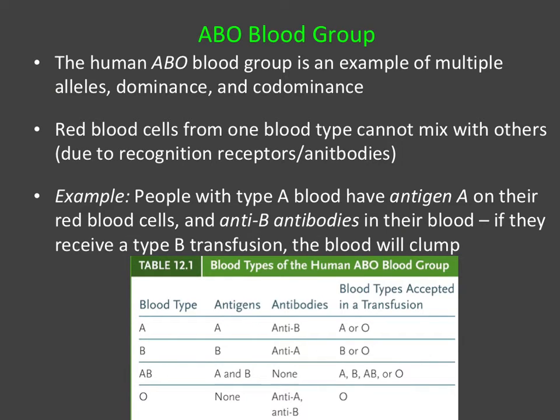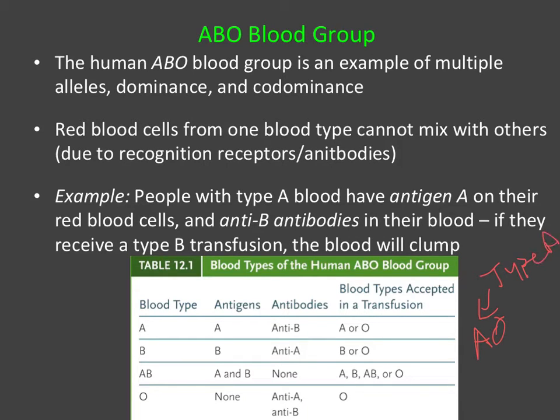So again, I was mentioning the ABO blood group. This is the example of multiple different things, right? The ABO blood group has 3 different alleles that code for these different blood types. It's the example of dominance and codominance. We know that A and B are dominant to O, okay? So anybody with type A blood, say they get an A from one parent and an O from the other, they're going to be considered type A.